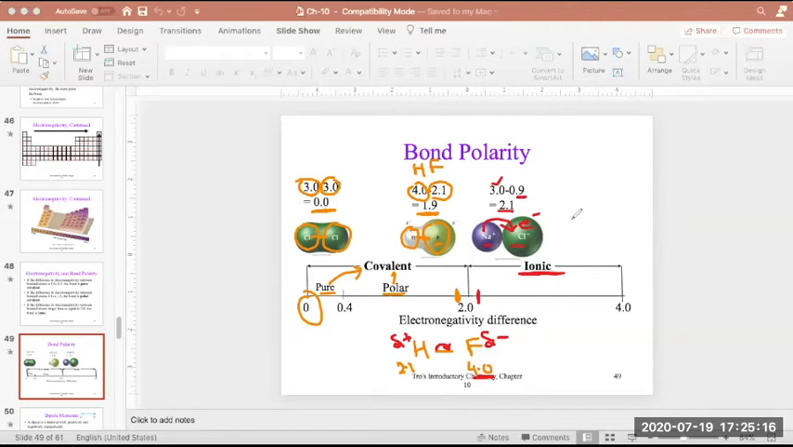So remember this thing. Your subtraction cannot come out to be negative. Just always subtract the smaller number from the bigger number. It doesn't matter how the elements are written. In this case, hydrogen first, fluorine second, but you always subtract the smaller number from the bigger number for fluorine. And then you will get a positive number, and then you can compare.